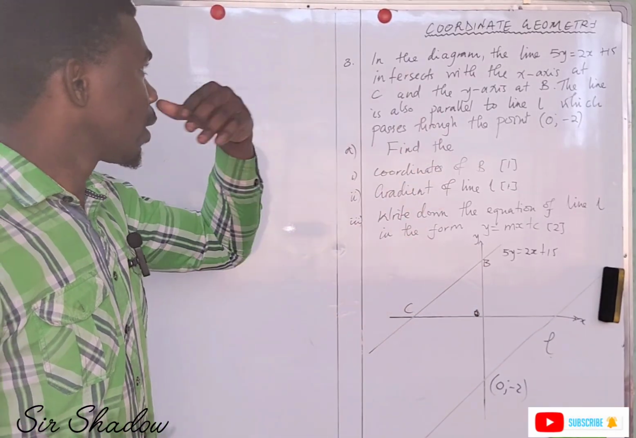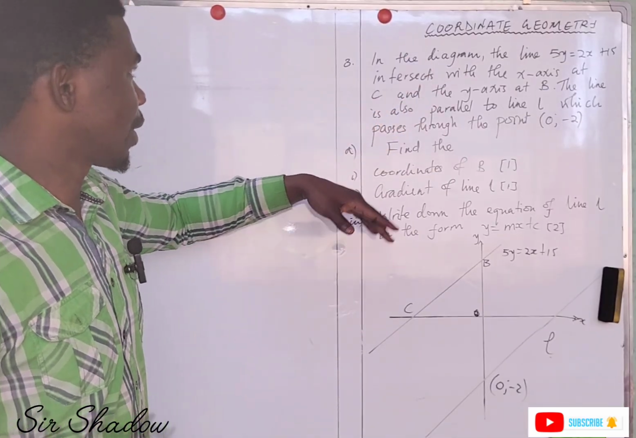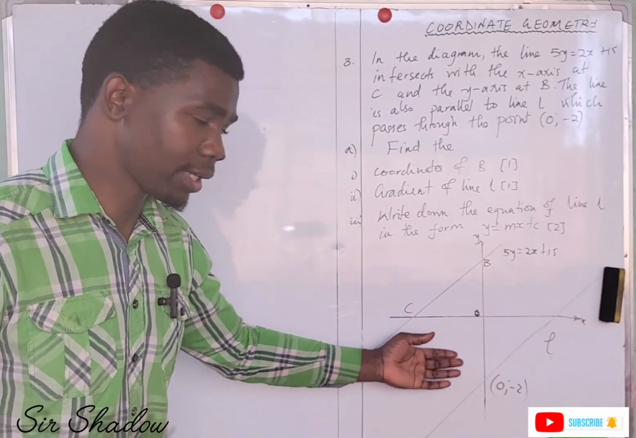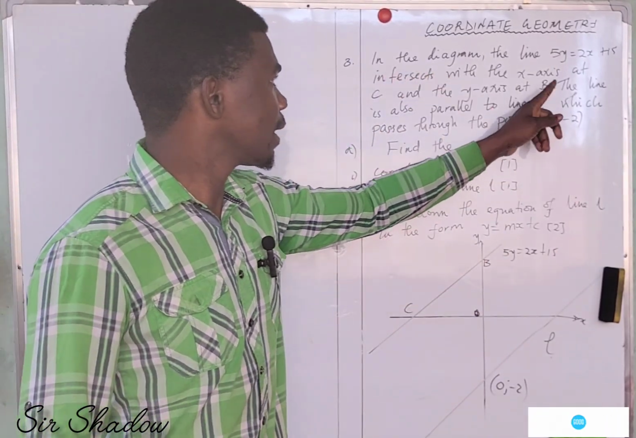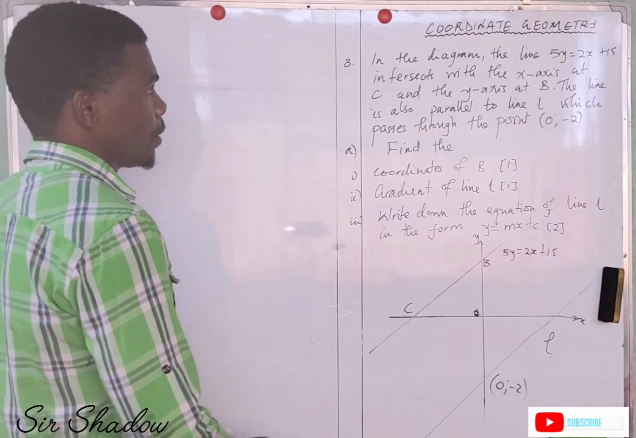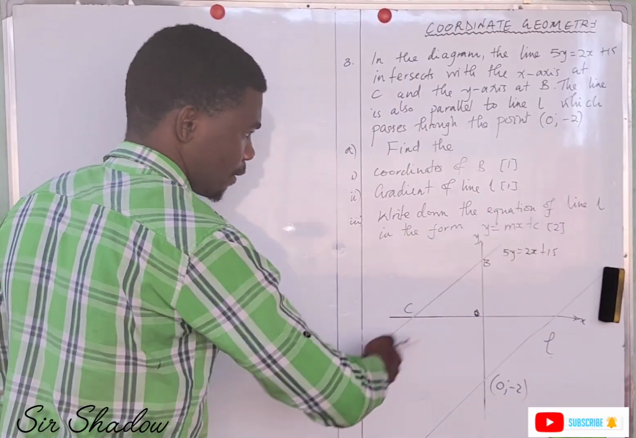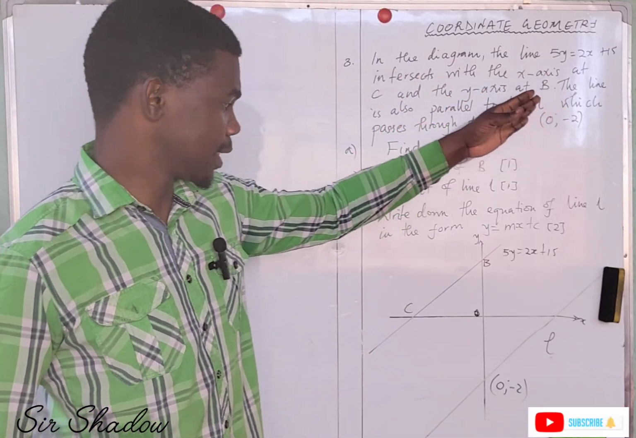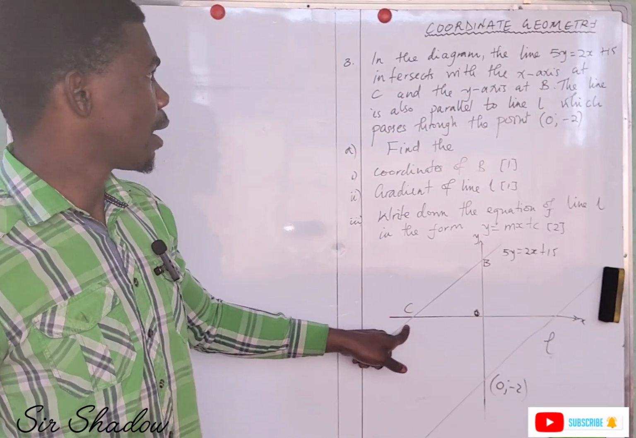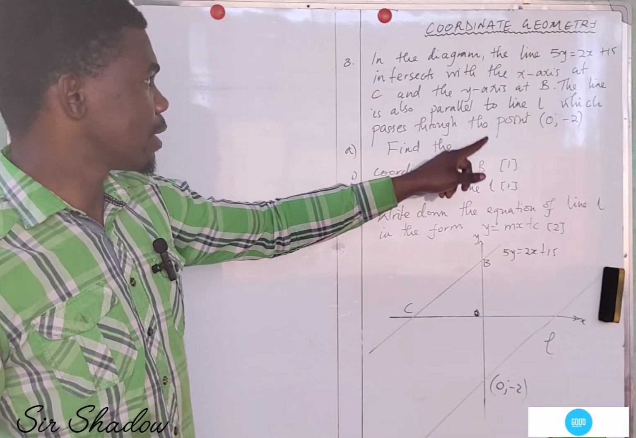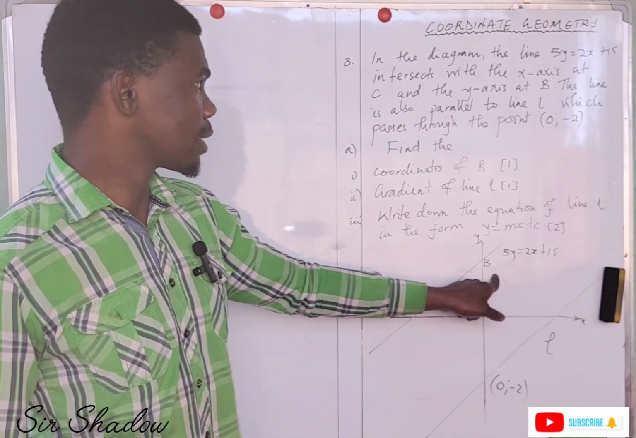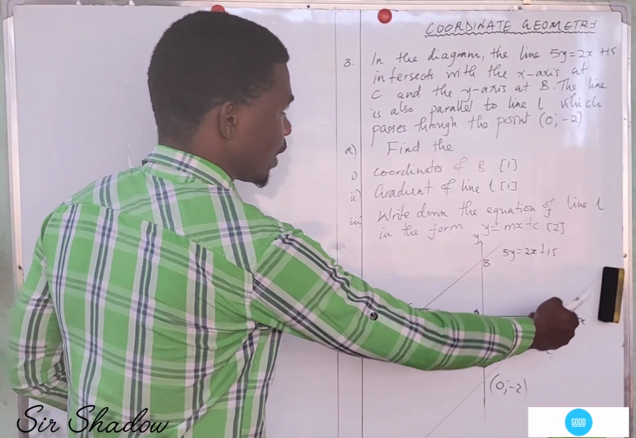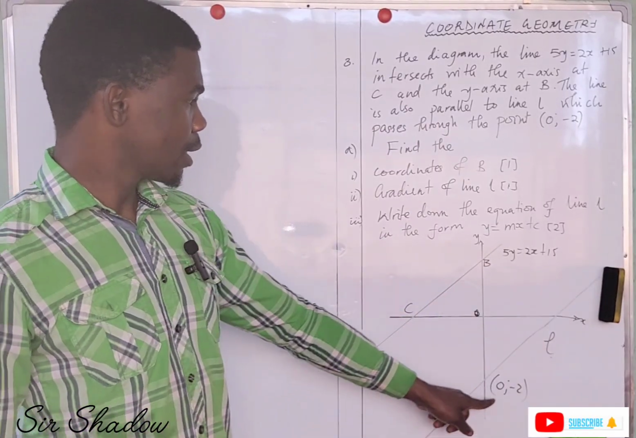All right, so let's deal with this one. Coordinate geometry. We are given this question in the diagram. In the diagram, the line 5y equals 2x plus 15 intersects with the x-axis at point C, and the y-axis at B. This line is also parallel to the line L, which passes through the point (0, -2).